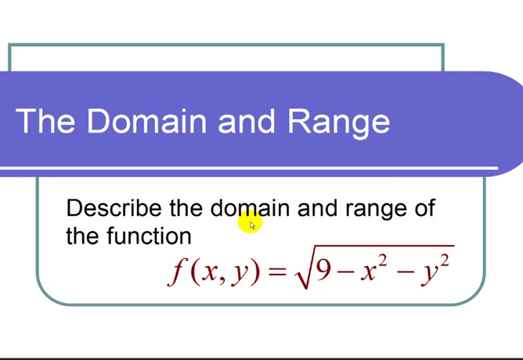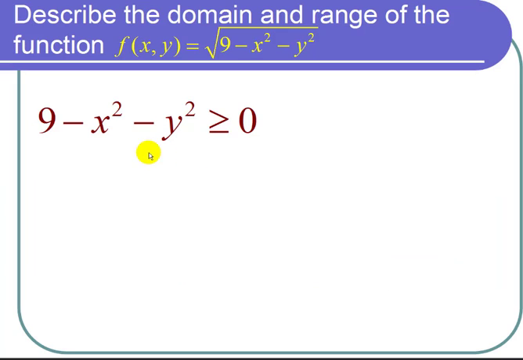To find the domain, we want to find all values of x, y such that if we plug in x and y, we get a defined function value. The only obstacle to evaluating this function is the square root, because the inside of a square root has to be non-negative. So I can set the inside to be greater than or equal to 0. So I get 9 minus x squared minus y squared is greater than or equal to 0.